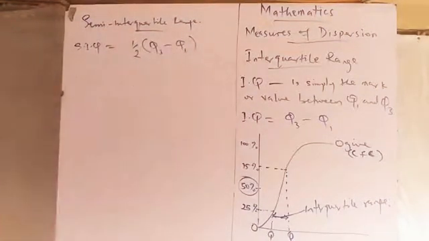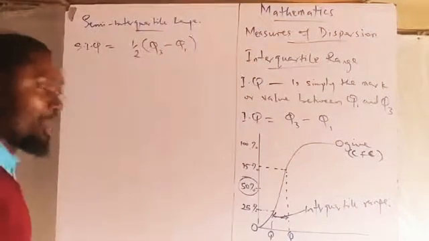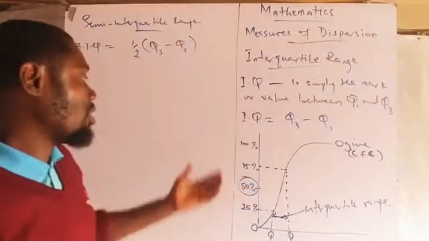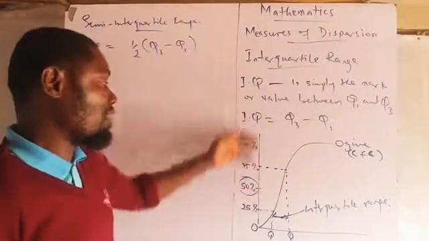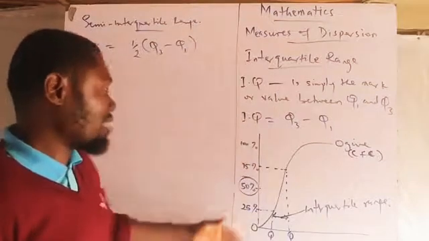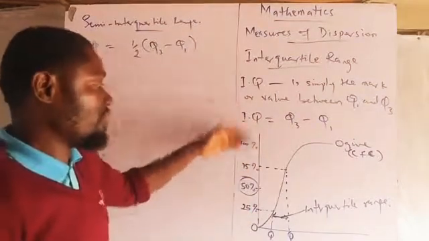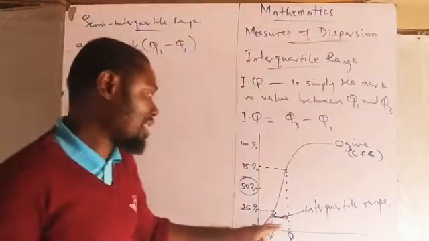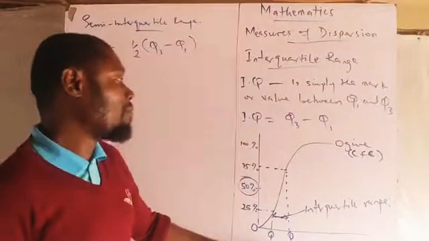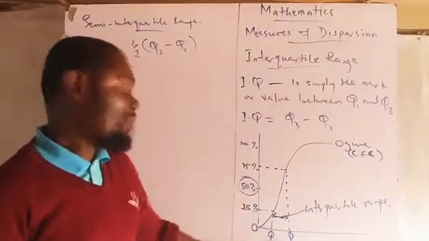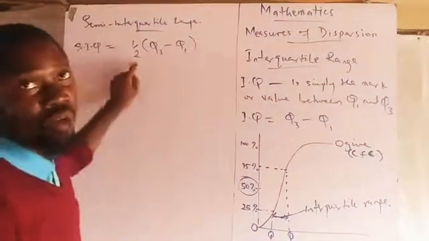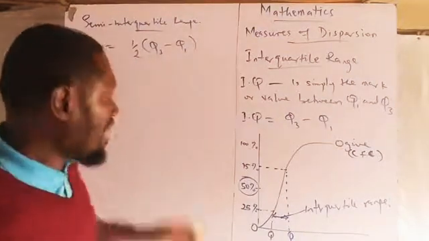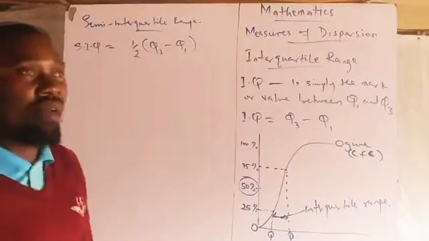So in case you're asked to find the semi-interquartile range after you've gotten your ogive or your cumulative frequency curve, and you've been able to divide your distribution into 4 parts, which is 25th, 50th, 75th, and 100th, then you're asked to calculate the semi-interquartile range. If you know the value between the lower percentile and the upper percentile, simply divide that value by 2. Whatever answer you have is called the semi-interquartile range.